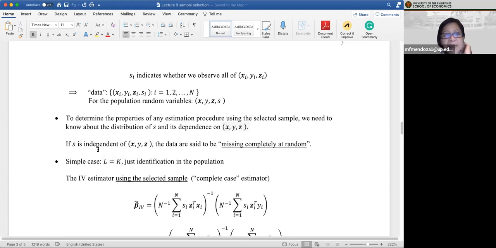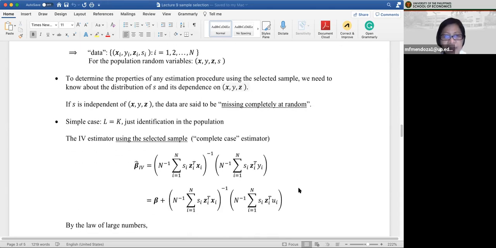If s is independent of (x, y, z), the data are said to be missing completely at random. There would be observations where s is equal to 0, but the way you select the observations to include or exclude is random, because under the assumption s is independent of these. That intuitively makes sense. Let's take the simpler case where L is equal to K, so the equation is just identified in the population.